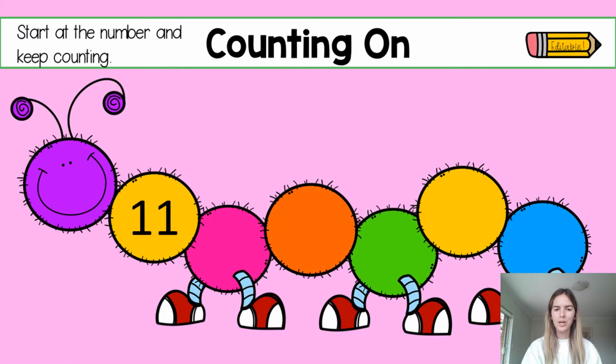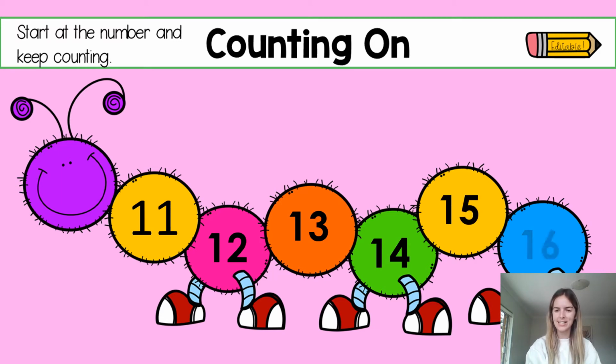The next one that we're going to do is counting on. So I want you to look at our number, which is 11, and keep counting on with me. So let's put 11 in our heads. 11, 12, 13, 14, 15, and 16. And this is a really good strategy, the counting on strategy, because it helps us to learn to count on rather than going all the way back to 1, which sometimes when we're dealing with bigger numbers, can be too hard and we can lose track of all of our counting.